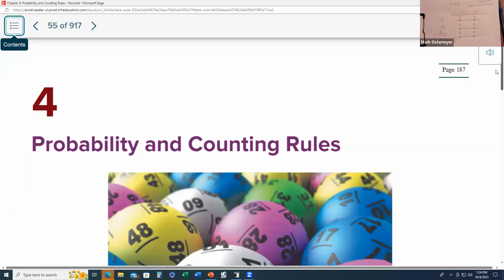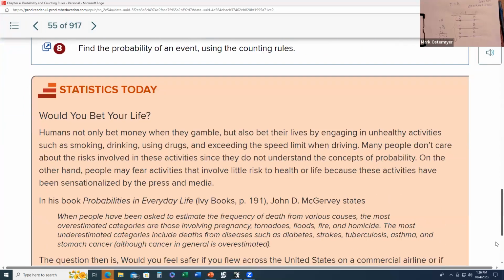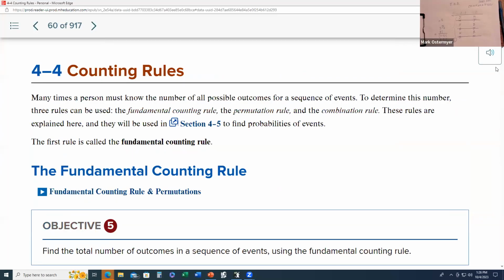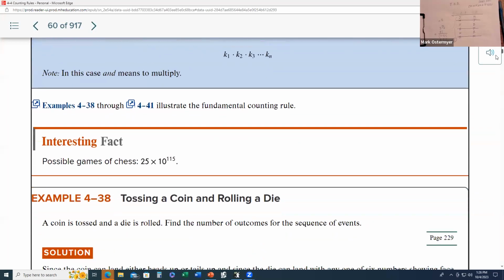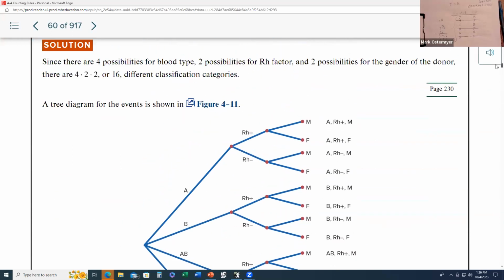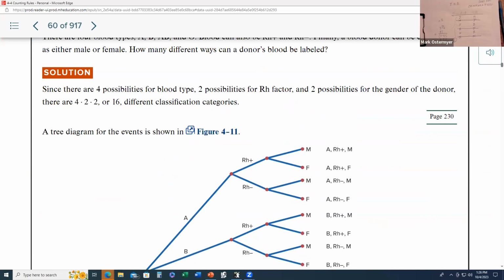Okay, so learning how to count. Oh, wait a minute. This is 4.4. That's what I want here. Counting rules. Yeah, okay. And as always, it is nice to look at the examples, ladies and gentlemen.